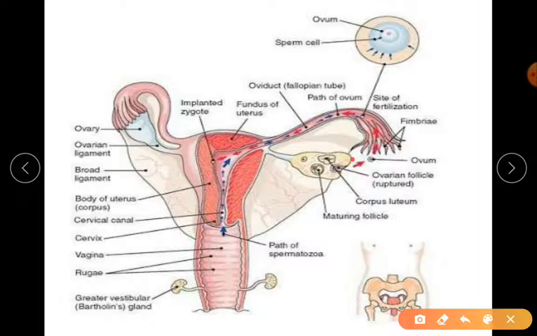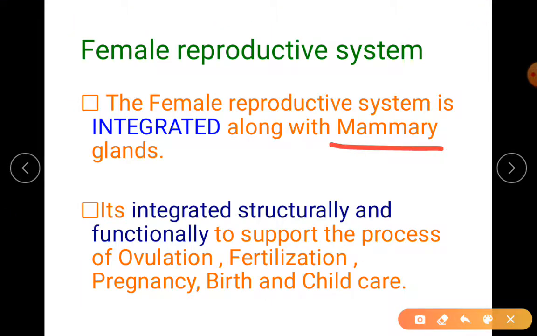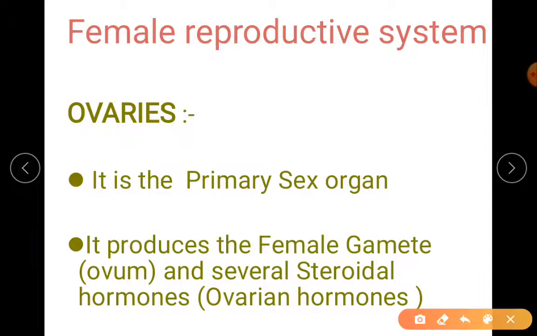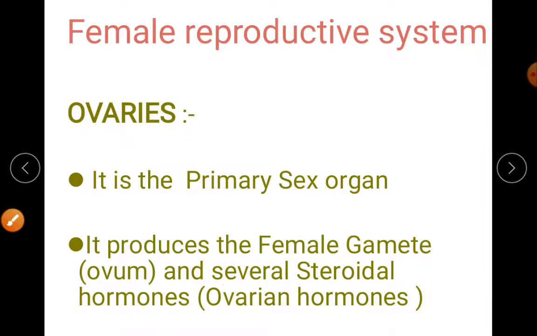So you understood about the ovary. The associated or integrated structure is the mammary gland, and you have already understood that the ovaries are producing the female gamete as well as producing the steroidal hormones for proper functioning.